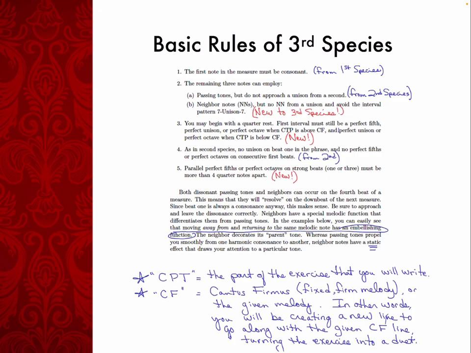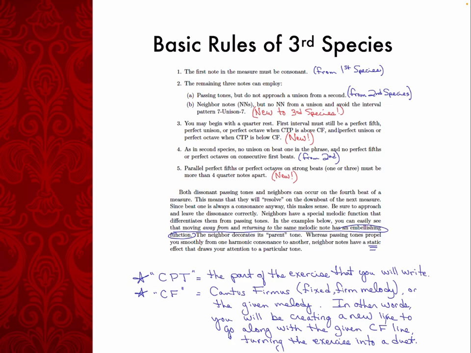Number 3, you may begin your exercise with a quarter rest if you like. Now, we have been starting our counterpoint in first species and in second species right on beat 1. But in third species, they give you a little bit of freedom. You have 2 choices now. You can either start your part on beat 1, or you can rest, da, da, da, like that.